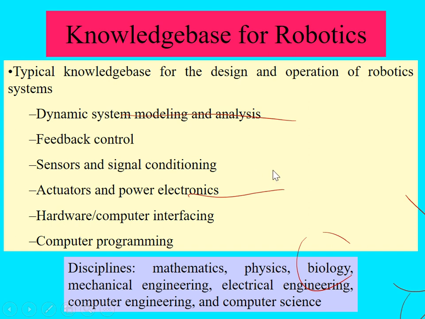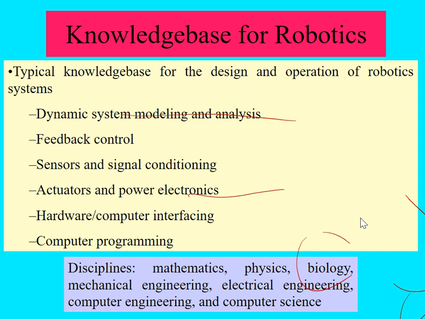The last thing I talked about is that this was a question that I would consider open game for the final exam, and I wanted to mention it again. These are the typical knowledge base for design and operation of robotic systems. This is not an all-inclusive list, but it's a pretty good start if I ask you what technologies are involved in designing and building robots. If you gave me this list, that would give you full credit on a final exam question.